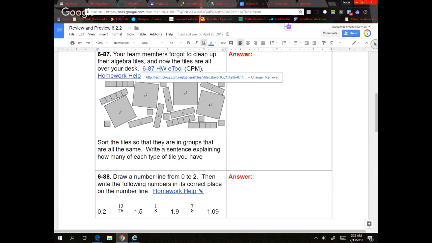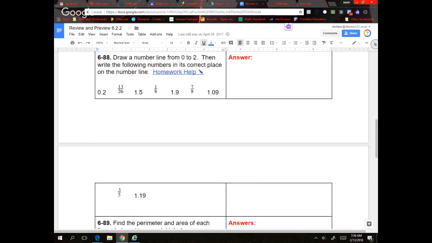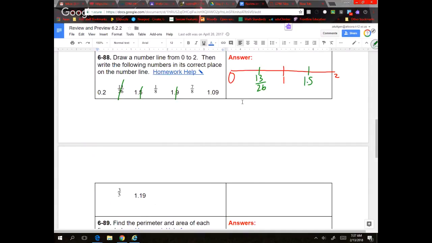Next one. You had to make a number line, just place these decimals and fractions on the number line. Your number line is said to go from 0 to 2. Put 1 on there so I have my midpoint. Now I'll start placing numbers. I'll do 13/26 first, because 13 is half of 26. So that's equal to a half. Right? Then 1 1/2 is pretty easy, because that's going to be right here in the middle. All right? And then 1.9 I know is very close to 2.